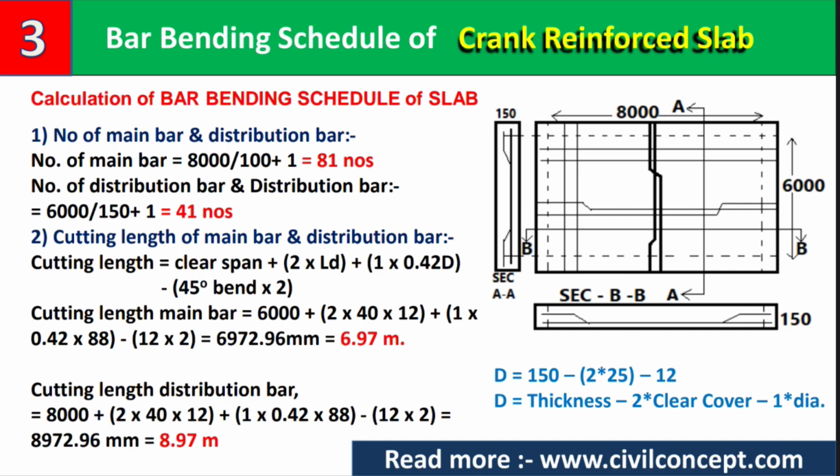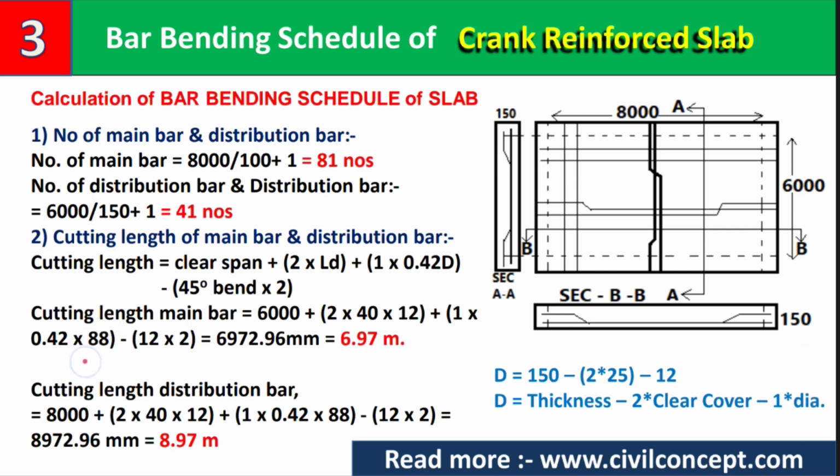So we have the same formula: D is equal to thickness minus 2 into clear cover, and minus 1 into diameter of the steel bars used in this slab. So D is equal to 150 mm, which is the thickness of the slab, minus 2 into 25 mm, which is the upper clear cover and lower clear cover, and minus 1 into diameter, which is 12 mm for this slab. After calculating, D is equal to 150 minus 50 minus 12, and we will get 88. Same thing I have written here, 88.